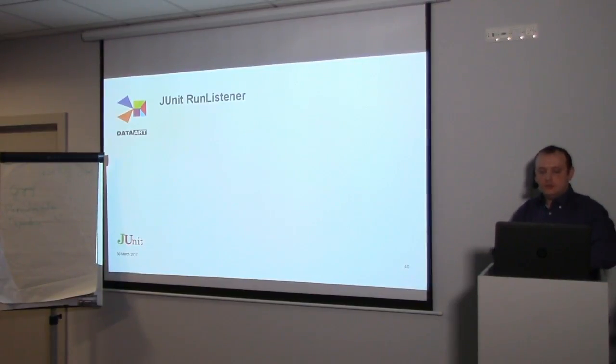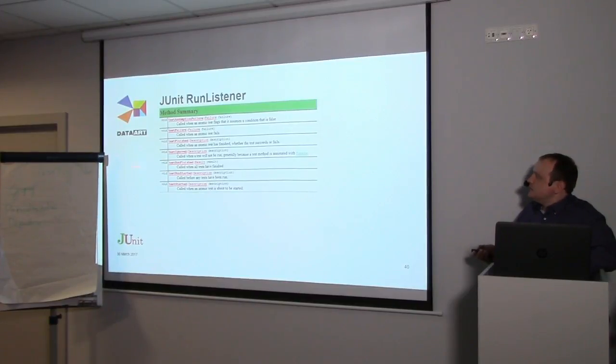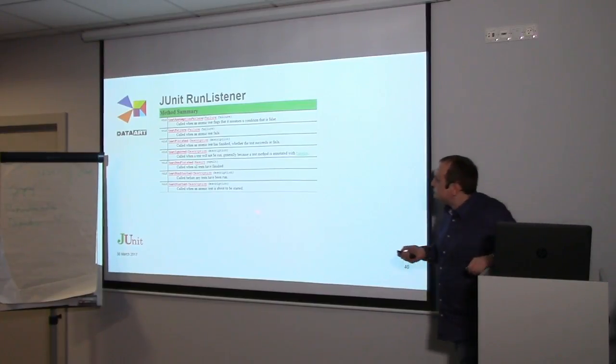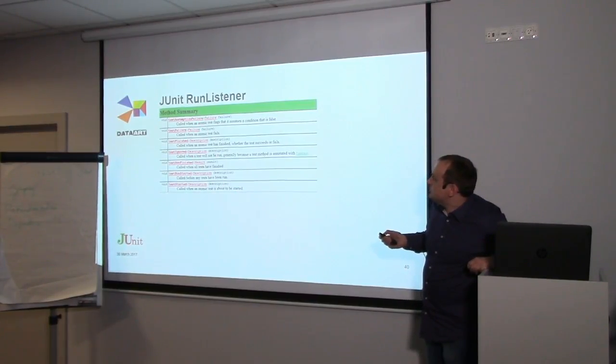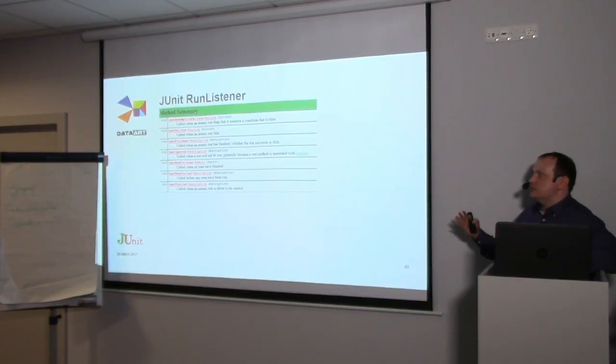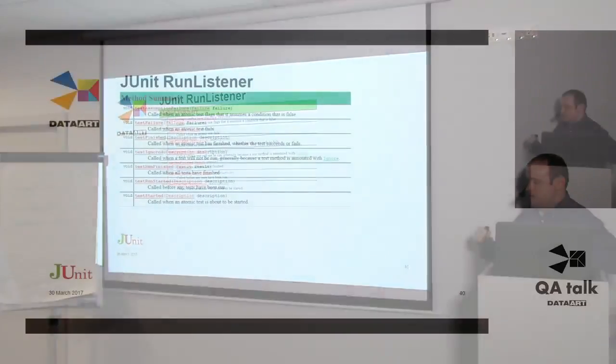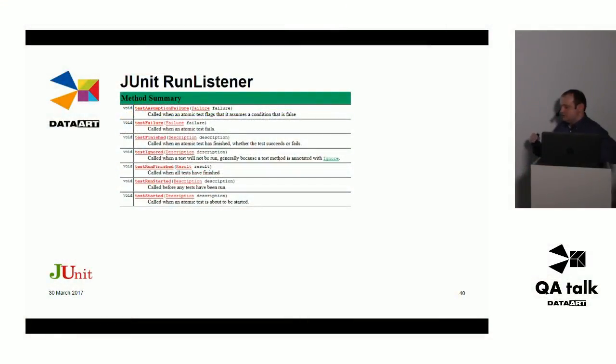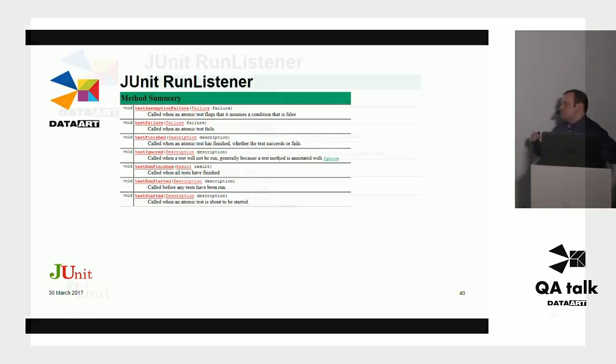So for JUnit 4 at least, there was one possible listener. So you could listen to some activities like failure, finished, start, ignored, etc. In JUnit 5, as I know, there is a possibility that is more flexible. There is a set of actions that you can listen to and you can inject some code there.